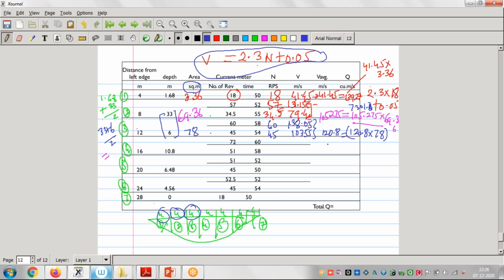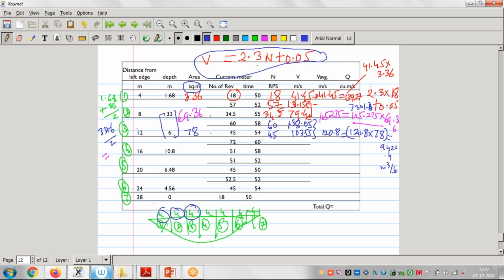Okay, this is 19422. So here that is 9422.4, right? So you will get here 9422.4 meter cube per second. Likewise, you can calculate for, suppose, this.